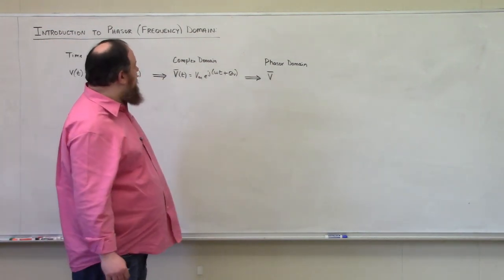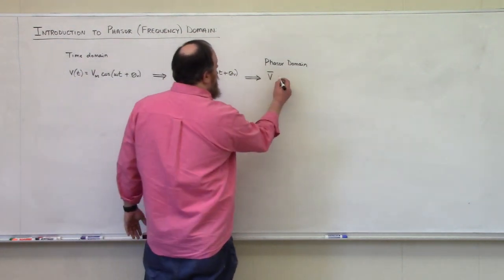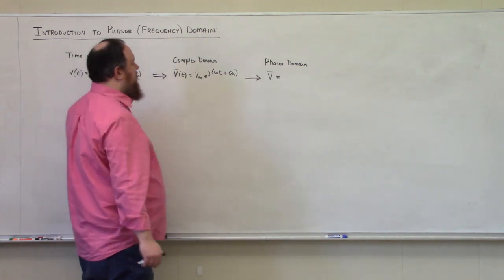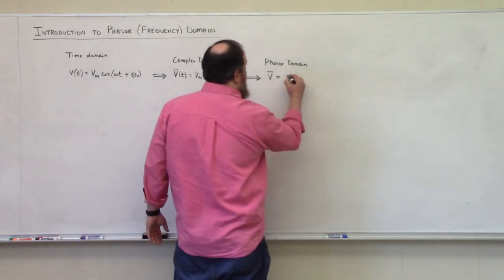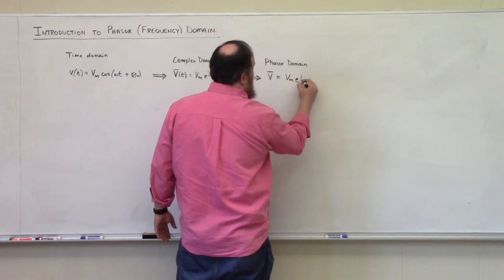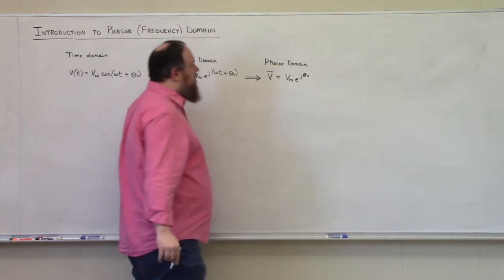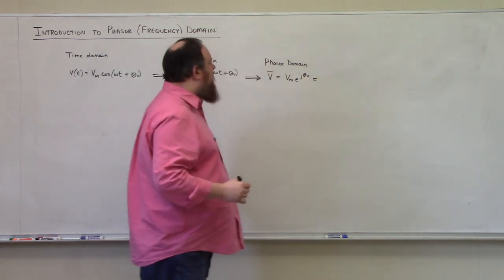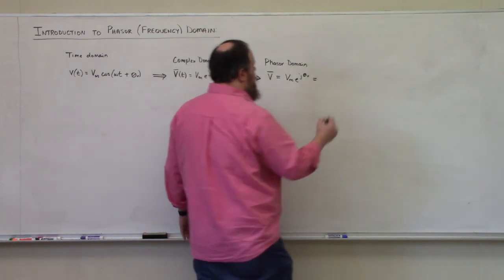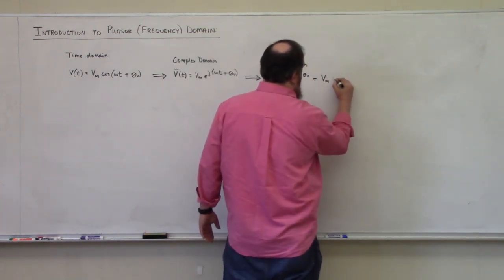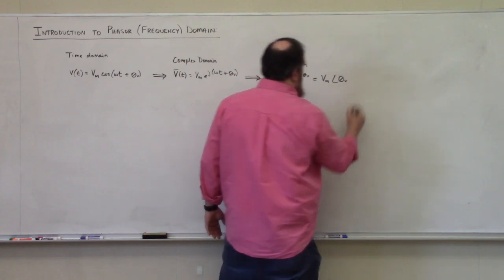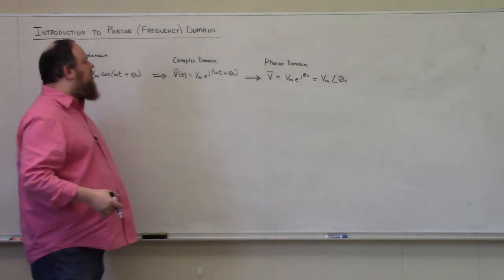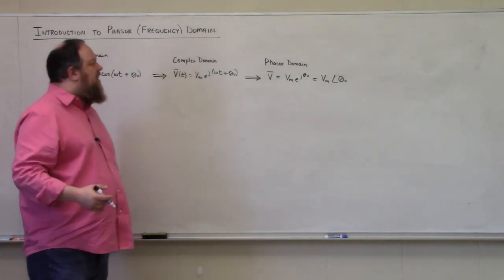So our phasor domain representation will no longer have any time dependence because we're getting rid of this term, so it will just be Vm e to the j theta v as an exponential form, or what we're going to more commonly use in our analysis, the polar form, Vm angle theta v. So we're going to work a few very quick examples on how to convert a waveform into the phasor domain.